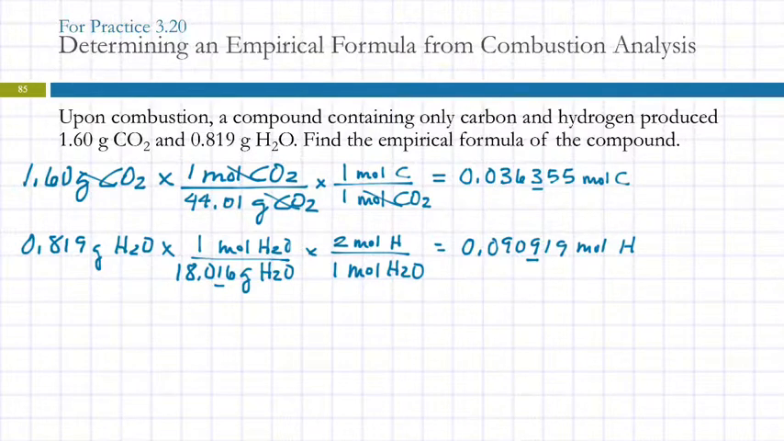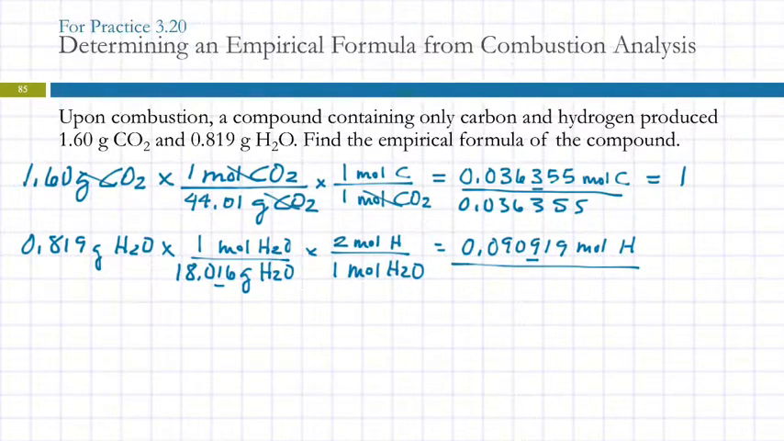So we said, well, this is the smallest one. So I'm going to divide by that, and that's going to equal 1. So fine. We're going to take this one and divide by the smallest.